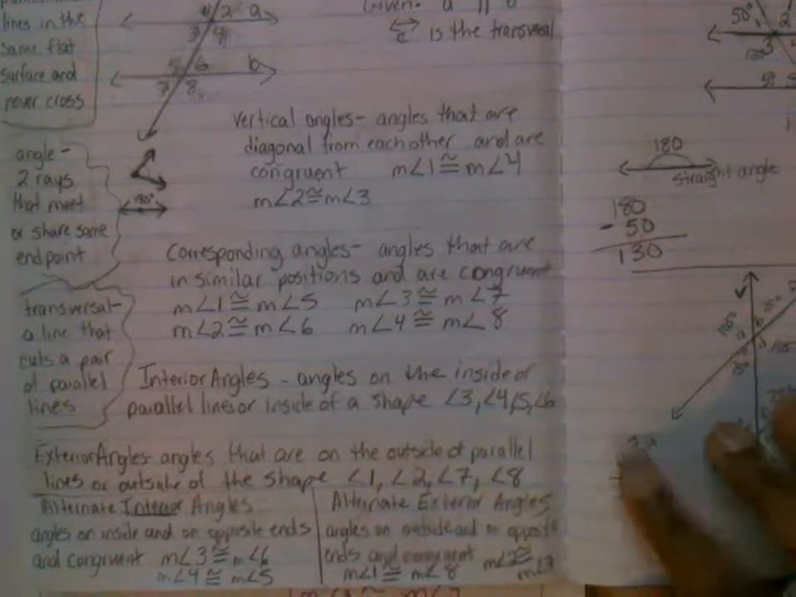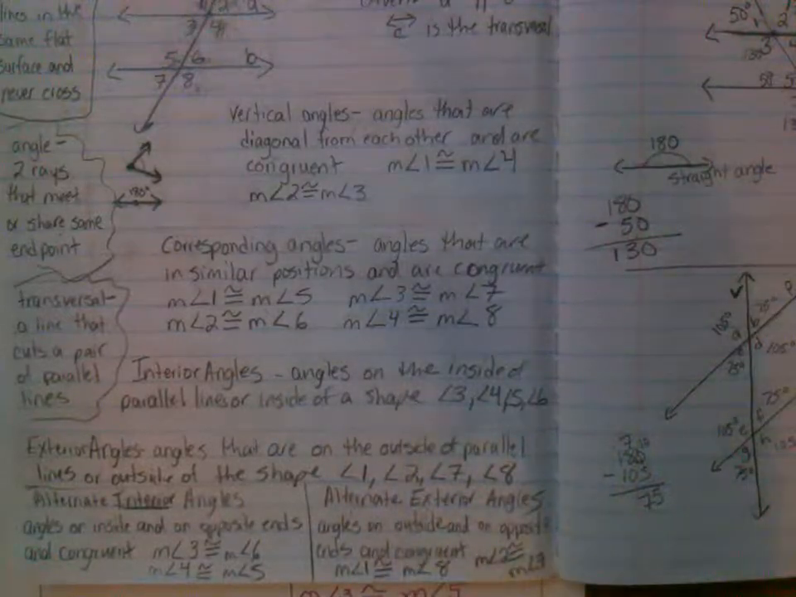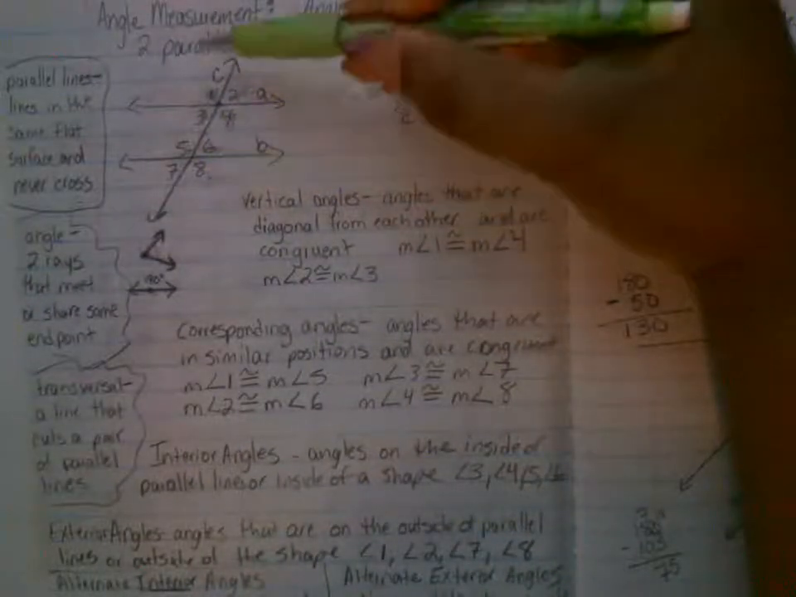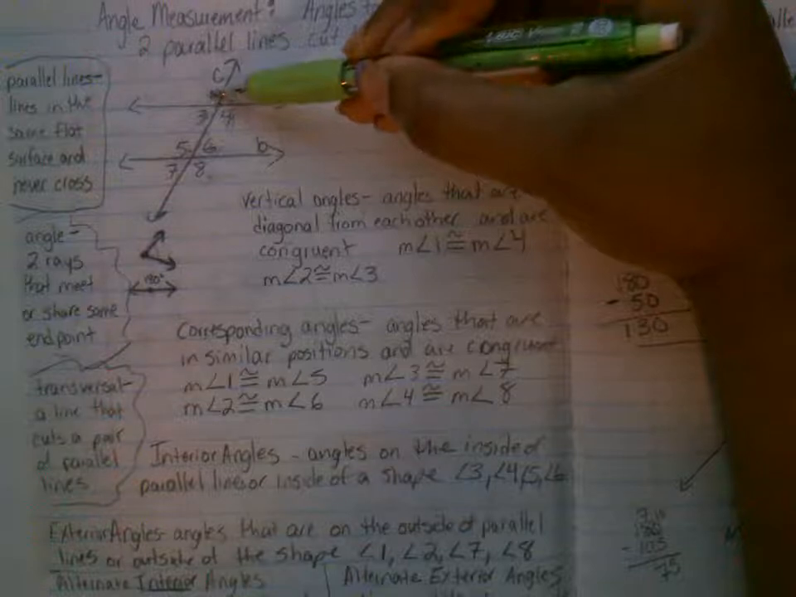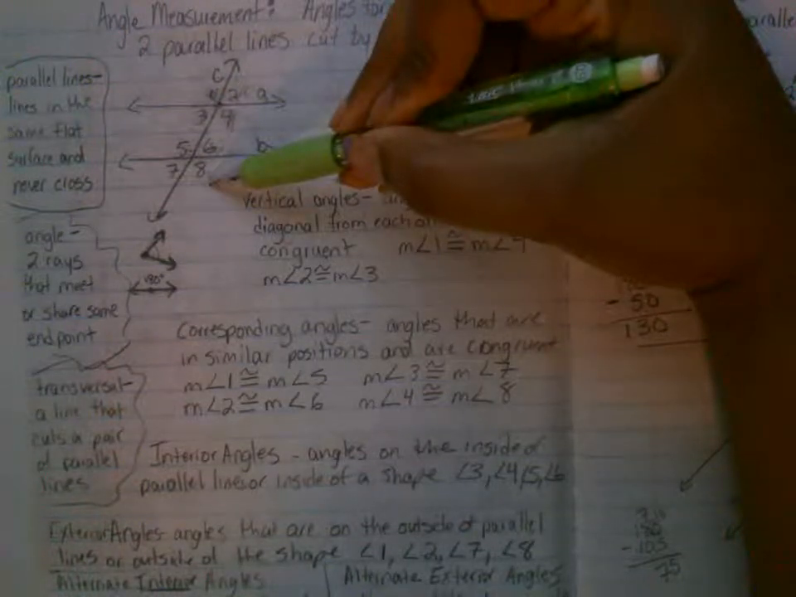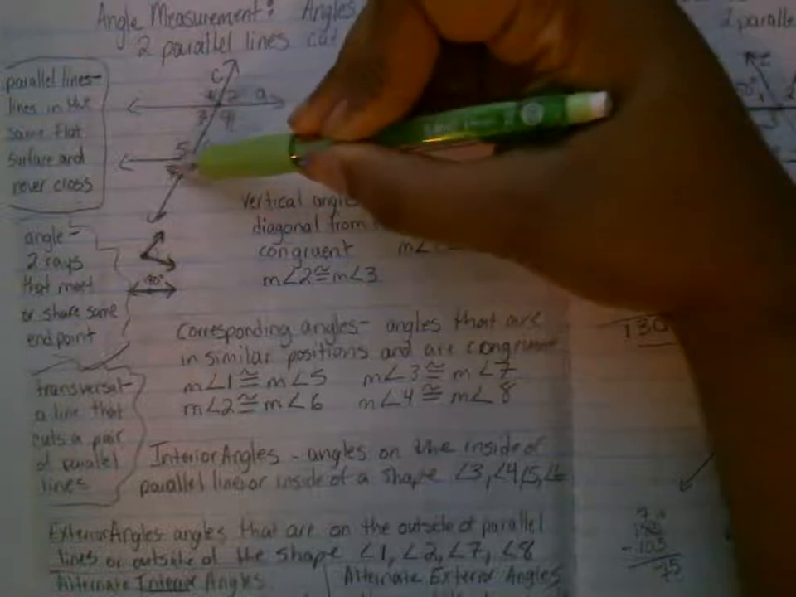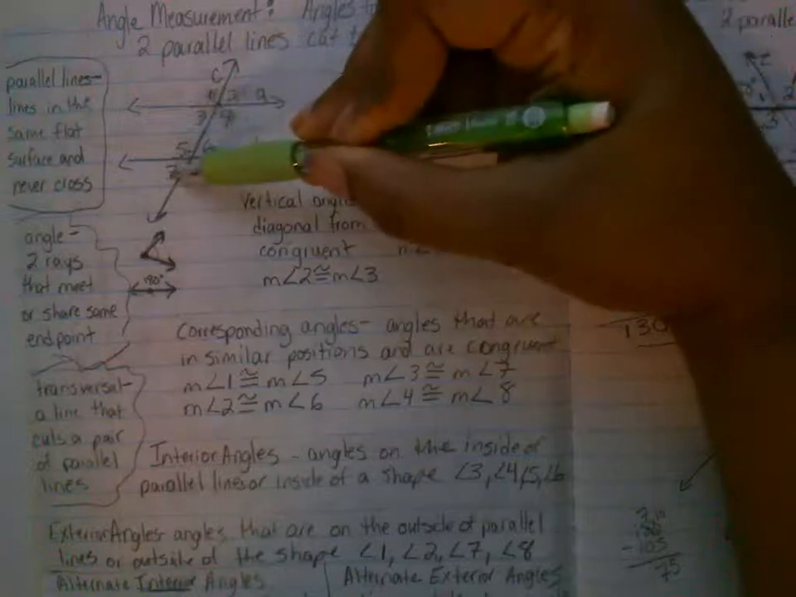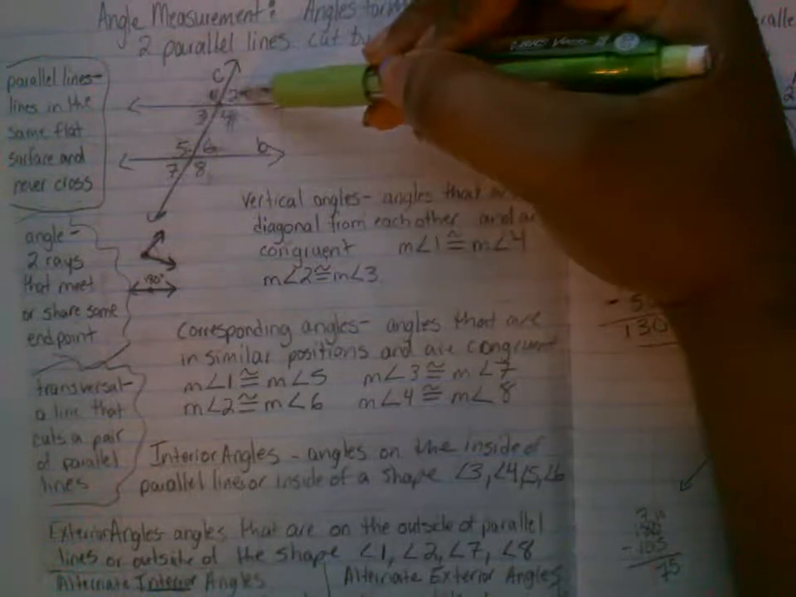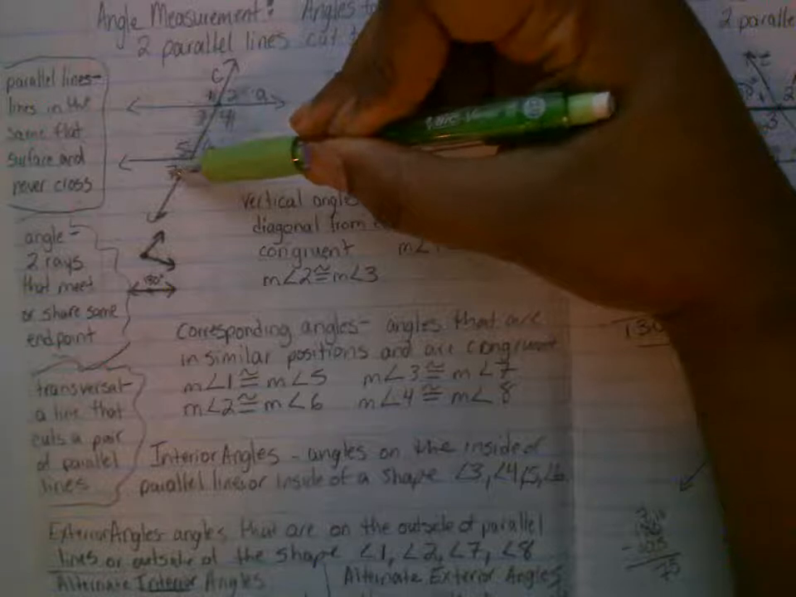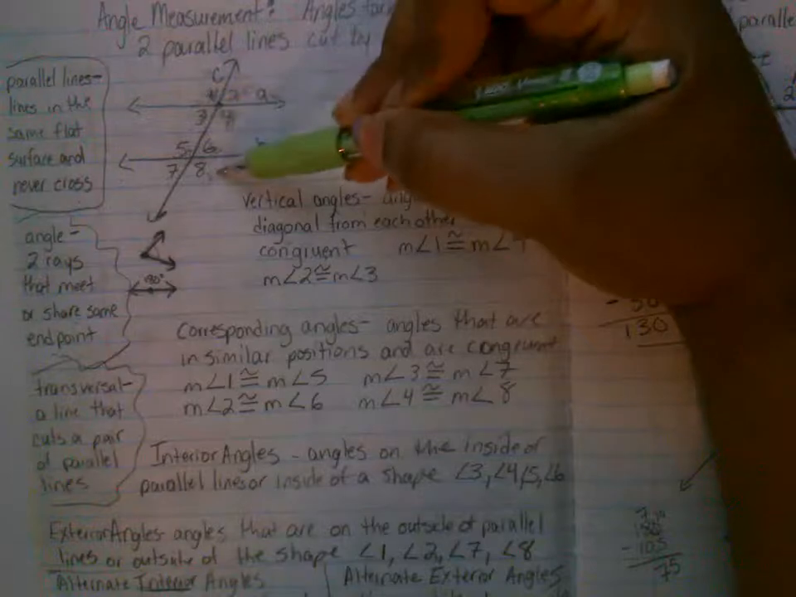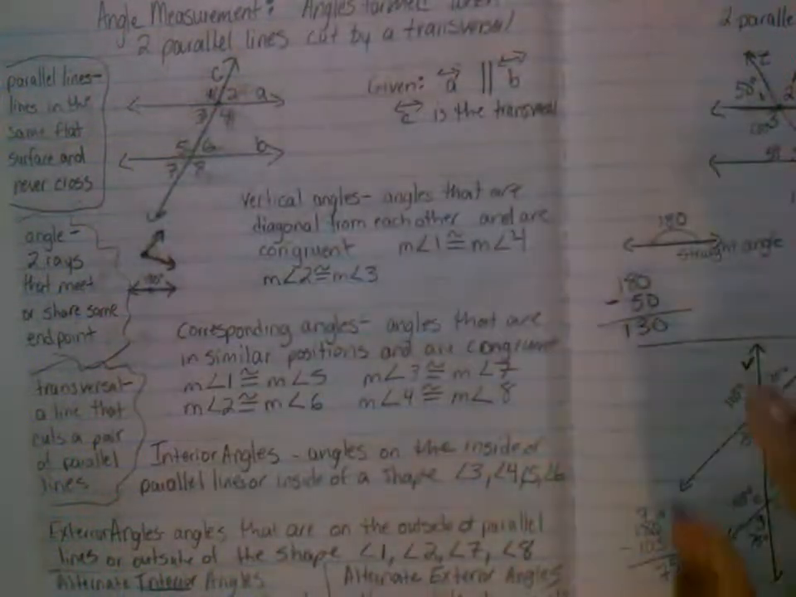Alternate exterior angles. Alternate meaning opposite ends, exterior meaning outside. So these are my angles that are on the outside but on opposite ends. So my alternate exterior angle for 1 is 8. My alternate exterior angle for 2 is 7. So whatever the measurement of angle 2 is, so is it for 7. So if 2 is 85 degrees, then 7 is 85 degrees. If 1 is 107 degrees, then 8 is 107 degrees, so on and so forth.